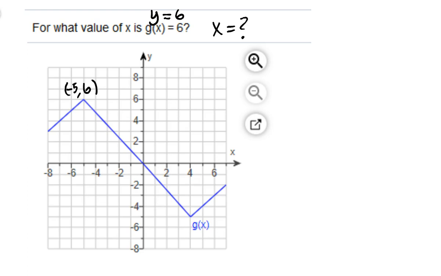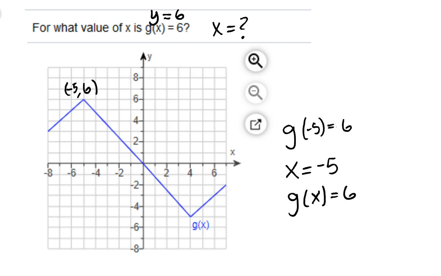So what I can now say is that f of -5 is equal to 6. I'm sorry, that would be g. G of -5 is 6. And so our answer to the question is that at an x value of -5, g of x is equal to 6.